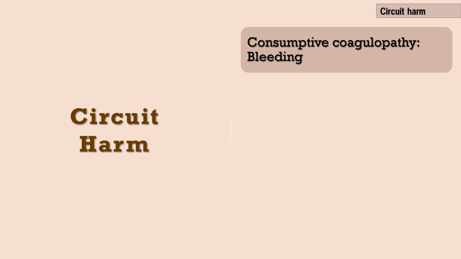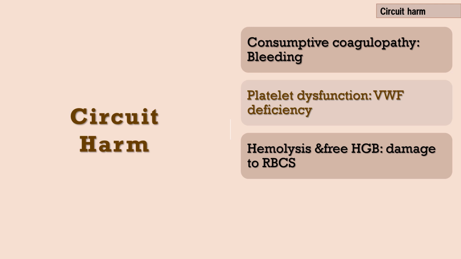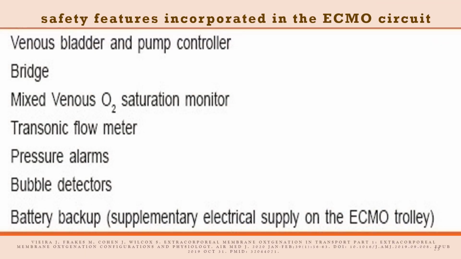The last part in circuit monitoring is circuit harm. We can detect consumptive coagulopathy or platelet dysfunction, hemolysis and free hemoglobin release, and insufficient respiratory support. The table summarizes all the safety features present on the circuit to detect any abnormality, like flow meters and pressure alarms, bubble detectors, and the presence of a backup battery. All of these are important while we are running ECMO on a patient.